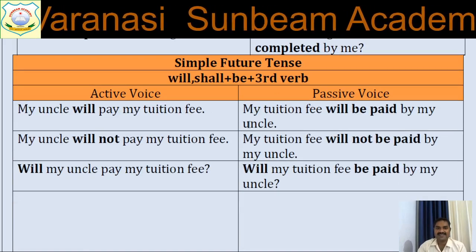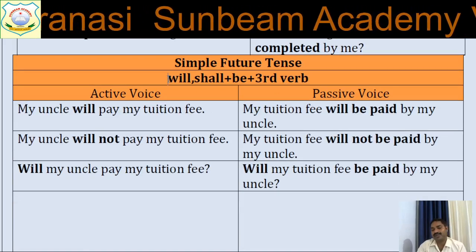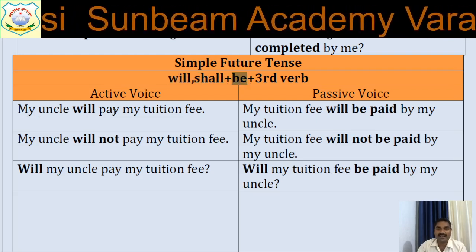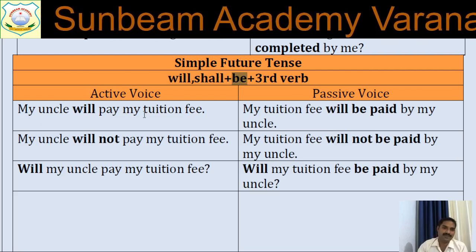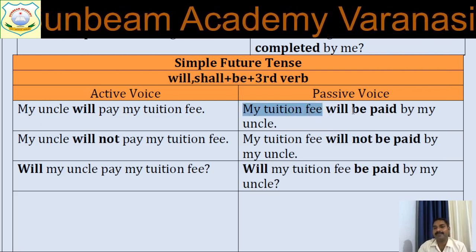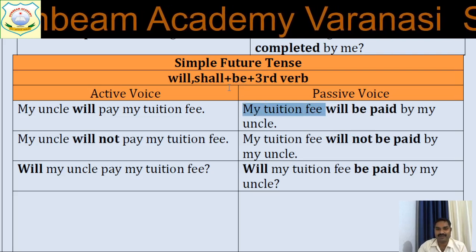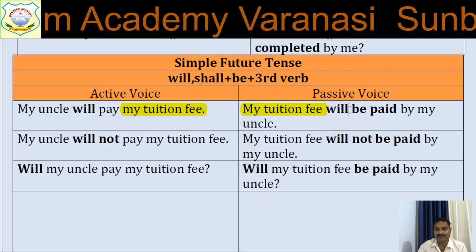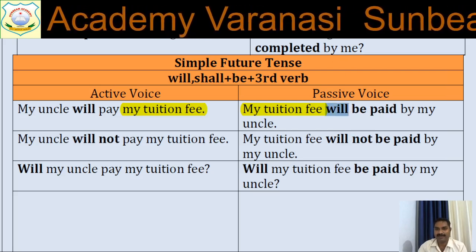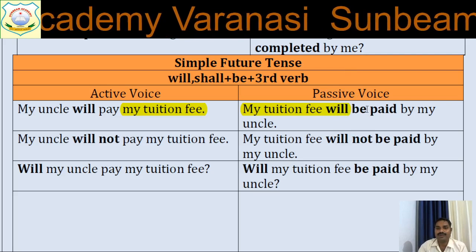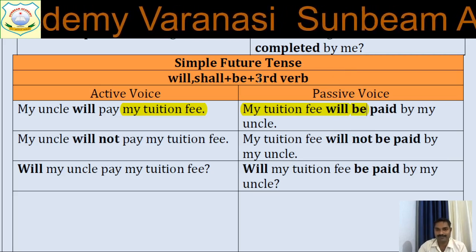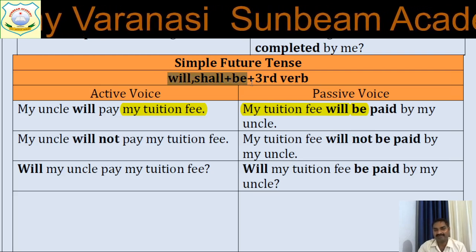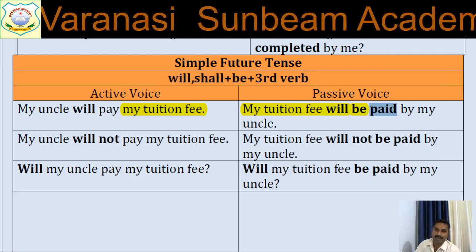Okay. Next is simple future. In simple future, you will use will or shall plus be. Okay. So my uncle will pay my tuition fee. So my tuition fee will be. So here the subject is taken from the object of active voice, and then you will use will, as I have been telling you that helping verb is the most important thing, and then you will use be. Okay, as per the rule. As per the rule, there are two helping verbs, will, shall, and then be, and then the verb is in third form always.